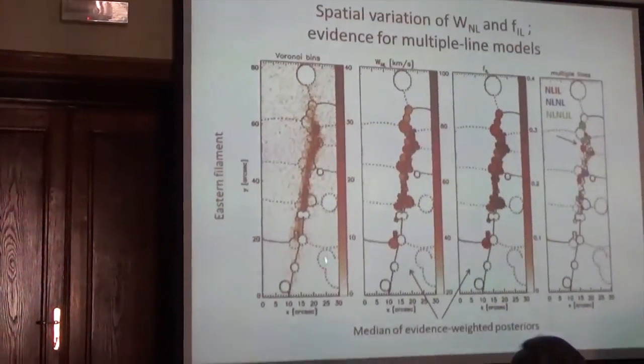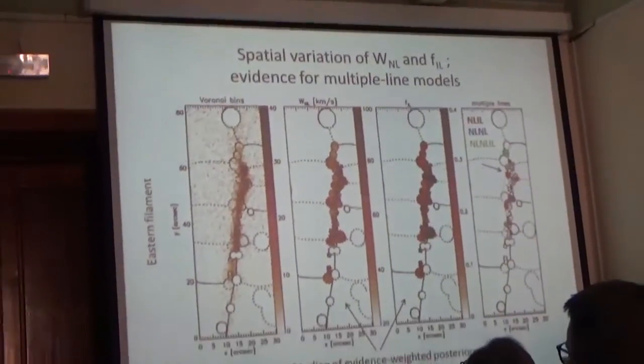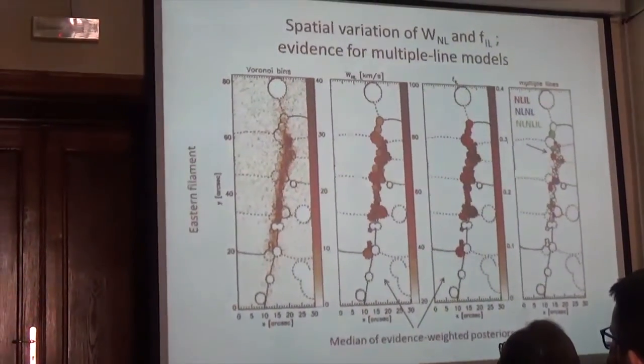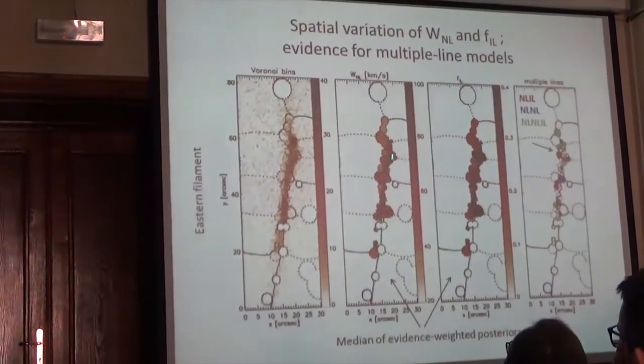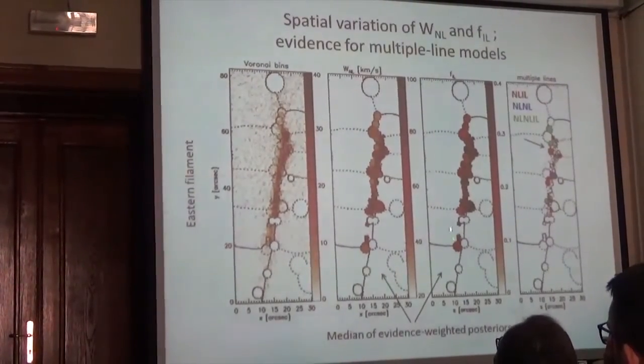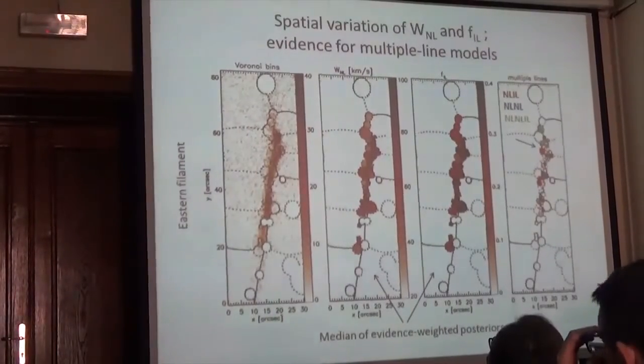We do that, of course, for all the bins. And here are the maps of narrow line widths. So these are median of evidence-weighted posteriors. So here you can see the variation of the narrow line width and how flux of intermediate line varies.